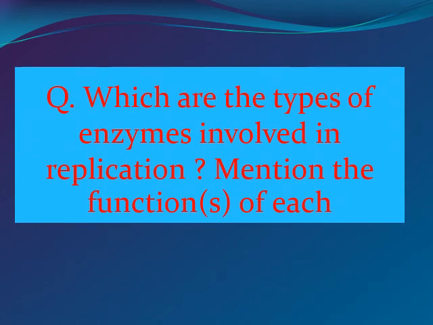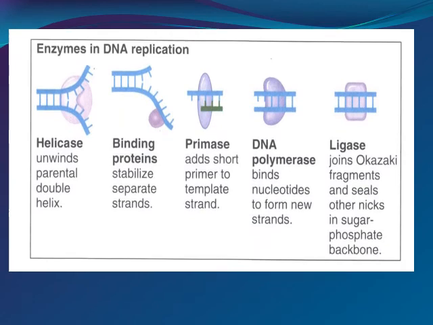Question: which are the types of enzymes involved in the replication process? Mention the function or functions of each. There are 5 types of enzymes involved in DNA replication. First, helicase enzyme unwinds the parental double helix. Binding proteins act to stabilize the separated strands. Primase enzyme adds a short primer to the template strand.